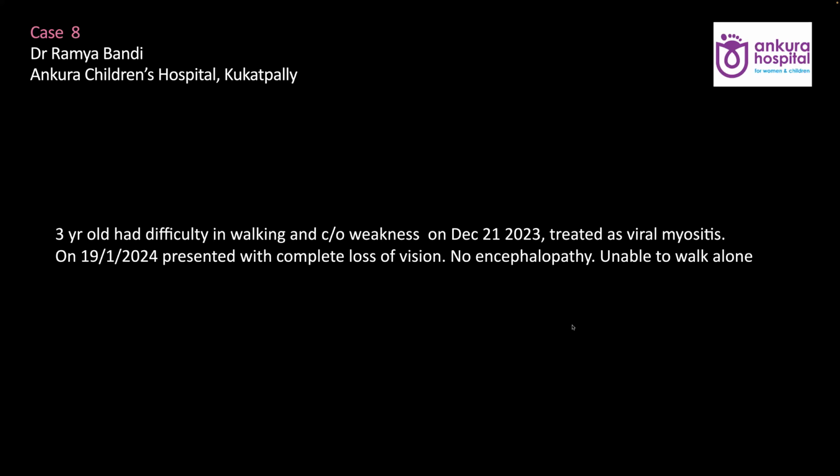On the 19th of January, suddenly the child started complaining that she can't see anything. Total loss of vision was there bilaterally. According to the child, total darkness is what she was complaining about. So the next day, they came to me. Otherwise, the child was well on examination, with no encephalopathy. Unable to walk alone, probably because of the visual problem. Otherwise, the power was good in all 4 limbs. No cranial nerve involvement except the second one. Pupils were sluggishly reacting, and vision was not there at all.